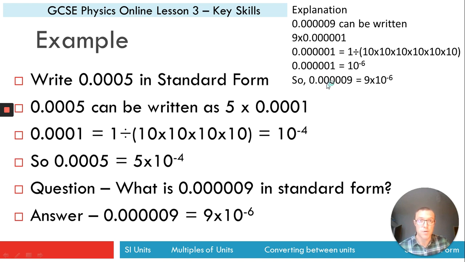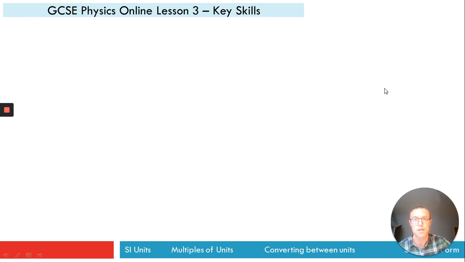So 0.000009 is equal to 9 times 10 to the power minus 6. As you can see, it becomes quite tiring having to say very large or very small numbers in their normal form, because you end up saying lots and lots of zeros. Scientists ultimately are quite lazy, so they don't want to say all these zeros all the time, which is why we've invented standard form. I can just say 9 times 10 to the power minus 6. Okay.